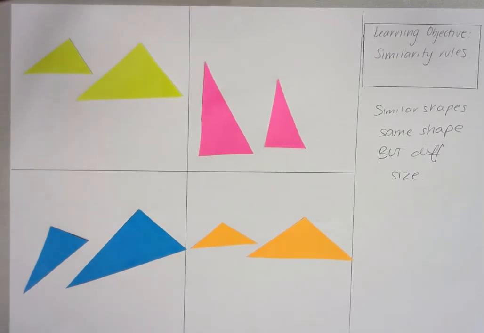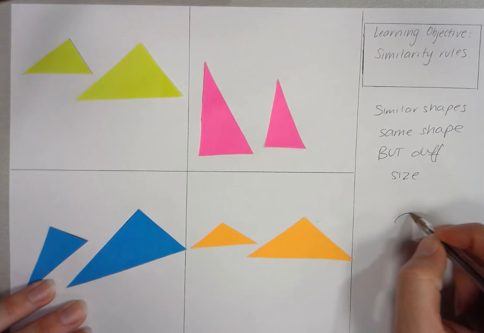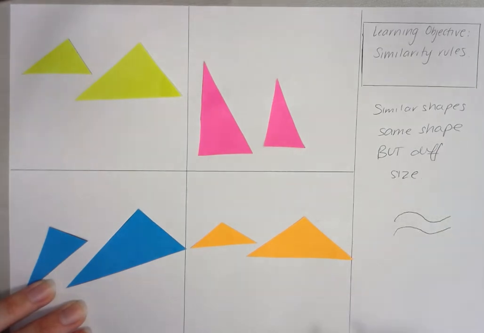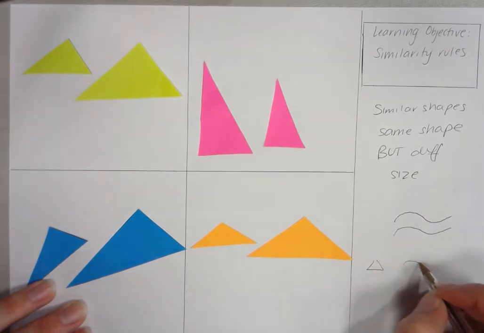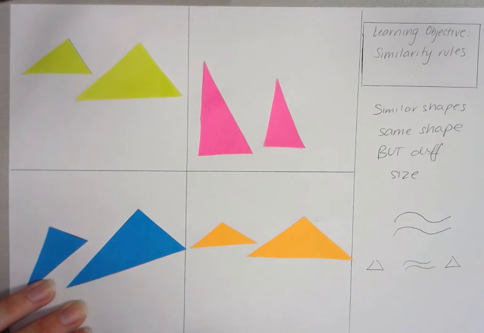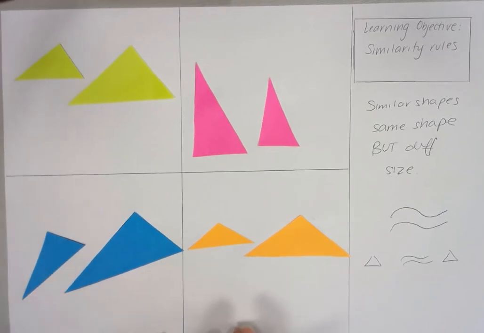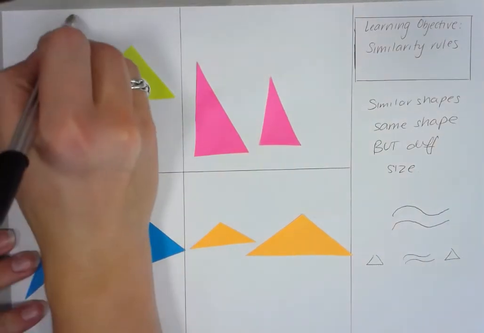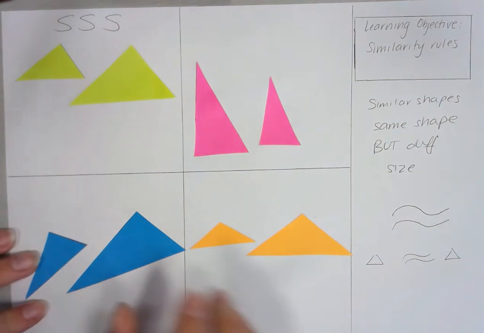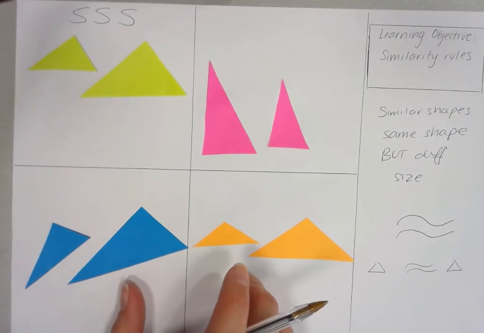All right, so let's look at our similarity rule, and I want you to keep in mind that we are now using a symbol like this to say this triangle is similar to this triangle. It's a wavy equal sign. Our first rule is very similar to our congruence rules, and it is side, side, side.